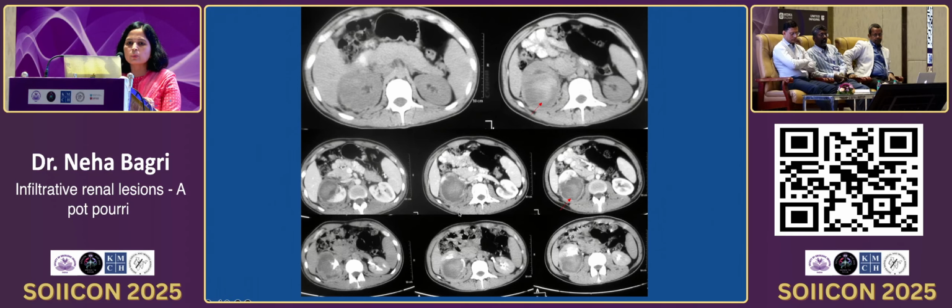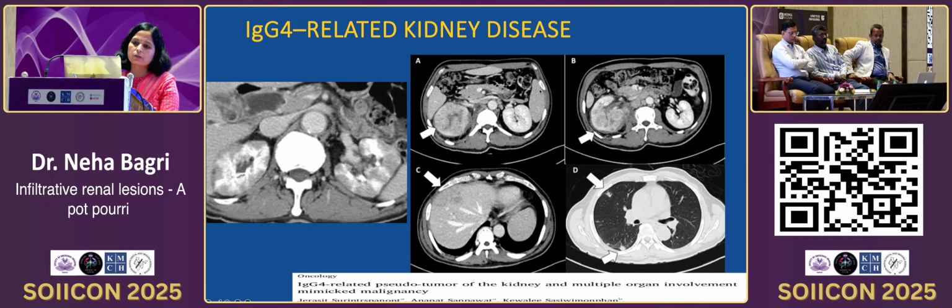So these things, which Dr. Deva also showed in the morning, you can take help of MRI to look for hemorrhage, but in this case, it is clear-cut hyperattenuating on plain scan. So you can see this is hemorrhage, and follow up this patient.